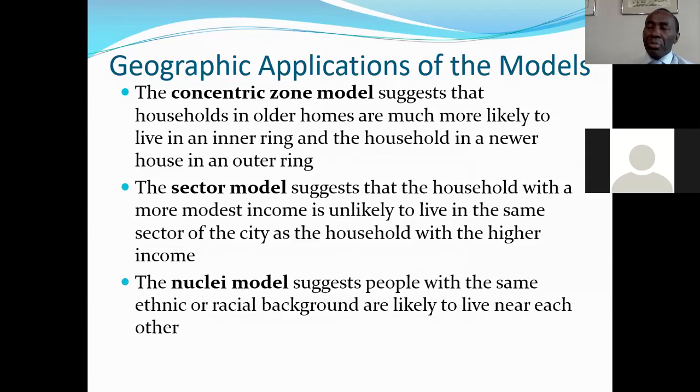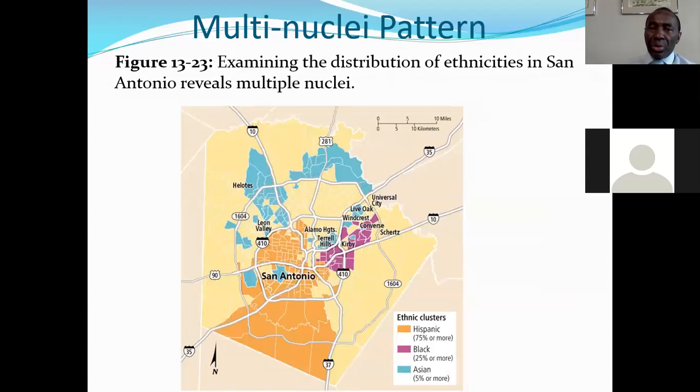If you go to Chicago, South Chicago is mainly Black or African Americans living there. North Chicago is mainly white, and West Chicago is mainly Hispanics. This plays out in most cities. Let's see how it plays out in San Antonio. Multi-nuclear model. What do we see? Most of the Latinos, 75% or more, are living in central and southern parts of San Antonio, according to this map. Most of the Black are living in central eastern part of San Antonio, indicated here in purple.